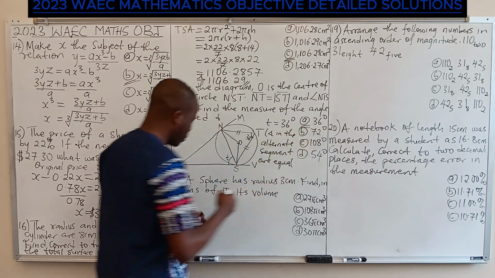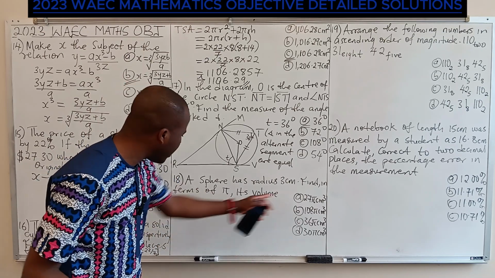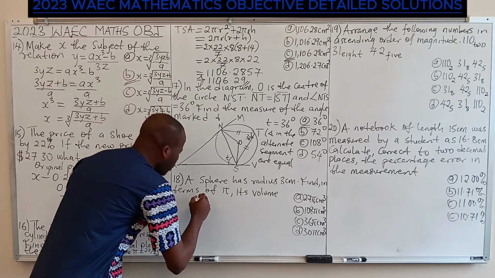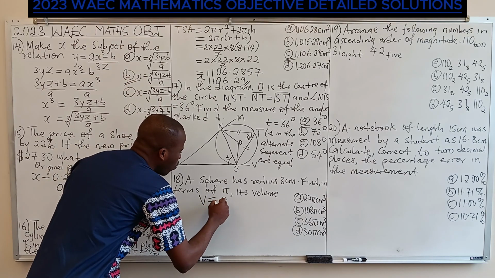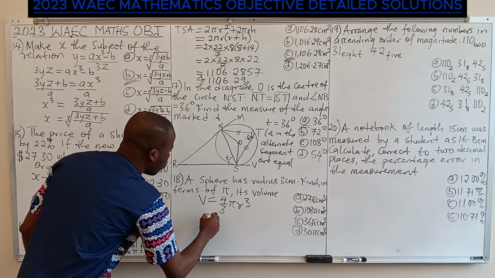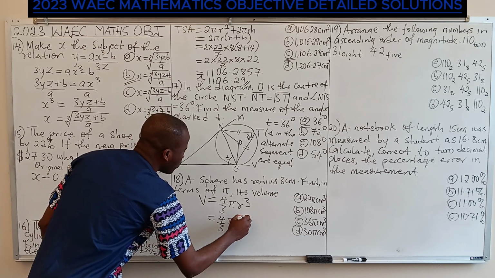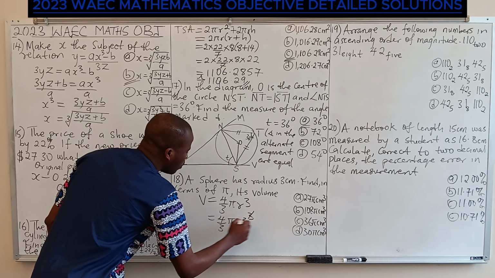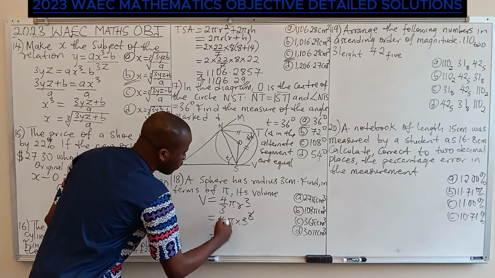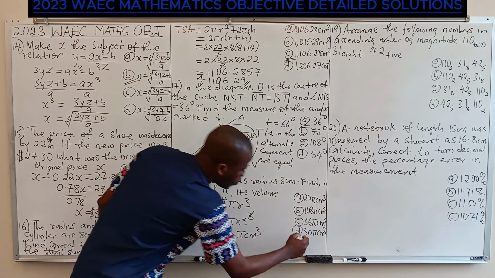So which is A. 18 says a sphere has radius 3 cm. Find in terms of pi its volume. What is the volume of a sphere? The volume of a sphere is given as 4 over 3 pi r cubed. So radius is 3. We'll have 4 over 3 times pi times 3 cubed. One of these 3 will cancel this, so that we'll have 3 squared, which is 9. And 9 times 4 is 36 pi cm cubed, which is C.